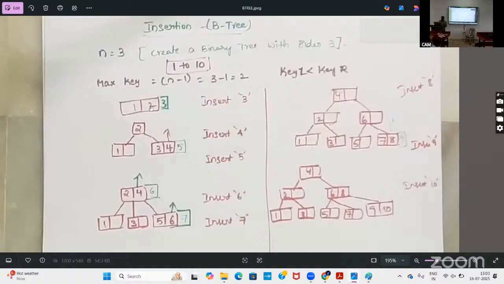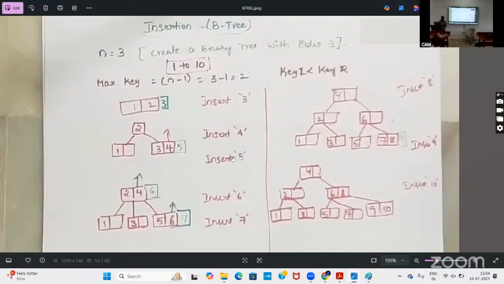What is the middle value? 2. So 2 will be the root node, and each node must contain keys. That is 1 on the left and 3 on the right. And if I want to insert 4, there is a chance to insert 4 beside 3. So directly you can insert.